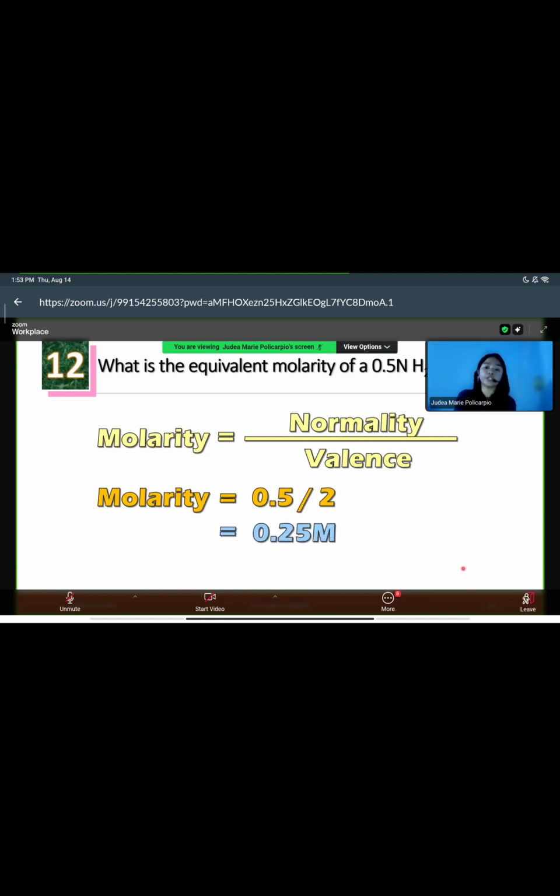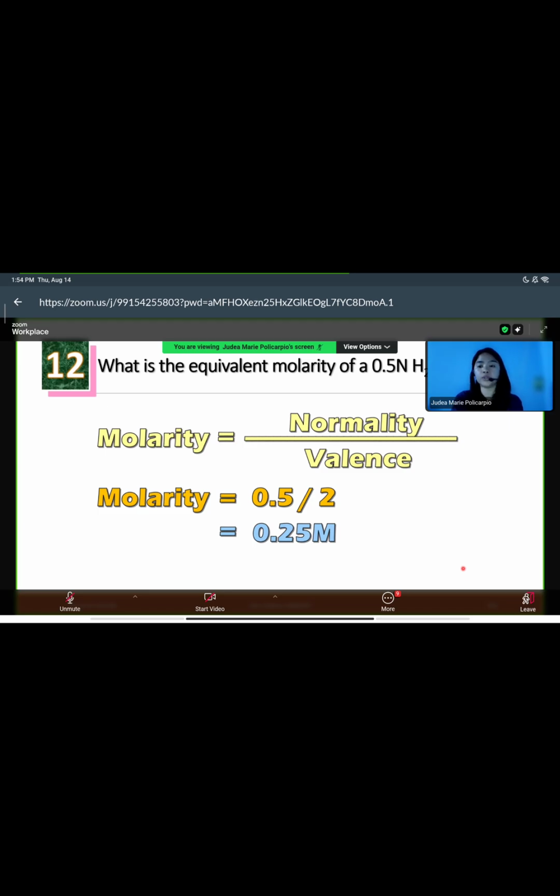Okay, so yung shortcut no on how to get the molarity if normality yung given. So for item number 12, your best possible answer will be 0.25 molars ng ating solution. Okay? Ma'am, what if it's the other way around? What if we are asked to get the normality? How are we supposed to derive the formula ng normality?